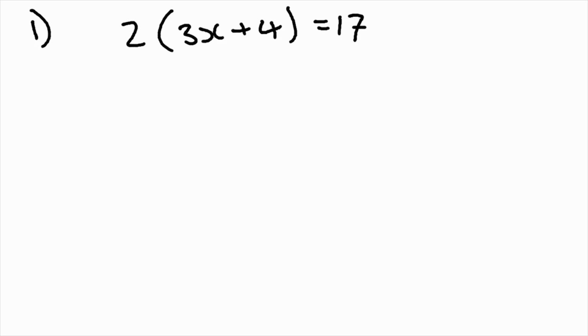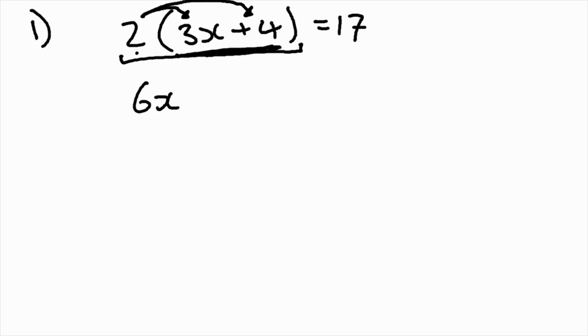Now in this example, we have a bracket. So our first step is going to be multiplying out that bracket. So when we have brackets like this, 2 is multiplying everything inside the bracket. So we're going to have 2 times 3x, which gives us 6x, and 2 multiplied by positive 4, which gives us positive 8. And this still equals 17.